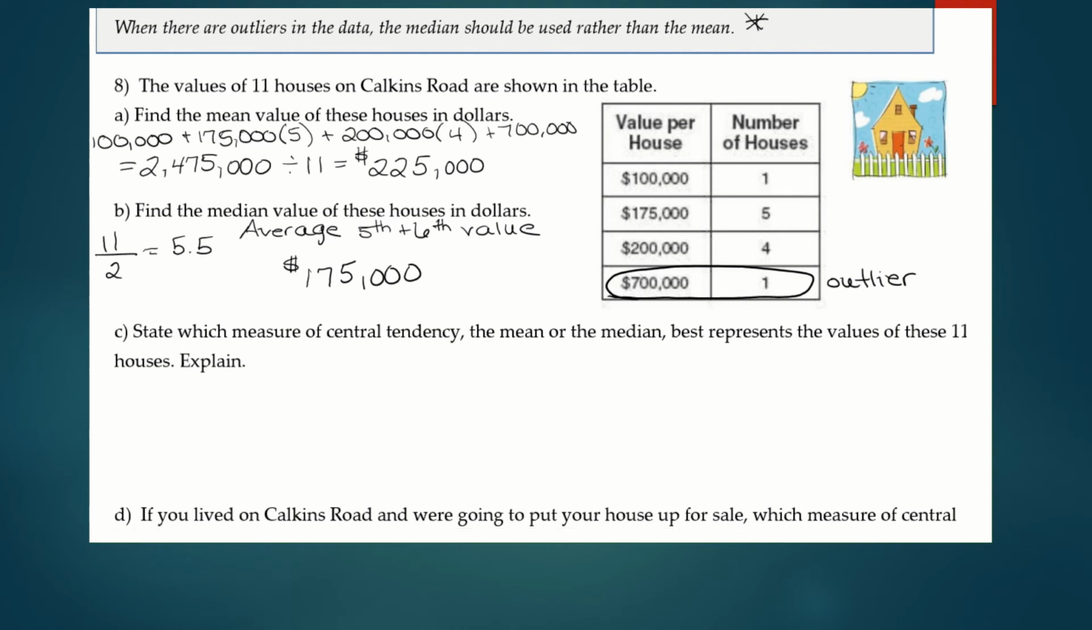Okay, so state which measure of central tendency, the mean or the median, best represents the values of these 11 houses, and explain. Well, just looking at these two values, like I said earlier, that mean is greater than 10 out of the 11 houses in terms of value. So personally, I don't feel like the mean is really giving a clear representation of the value of these 11 houses because of that outlier, because of that one $700,000 house. So which measure of central tendency then best represents the value of these 11 houses? The median does.